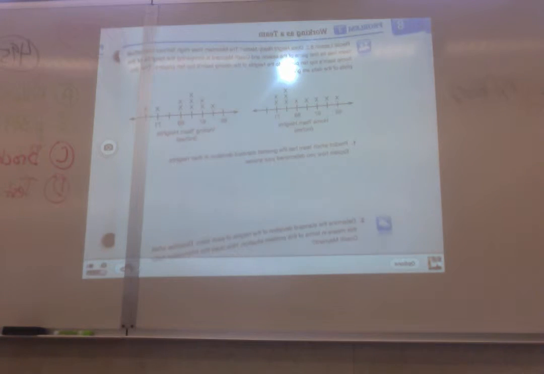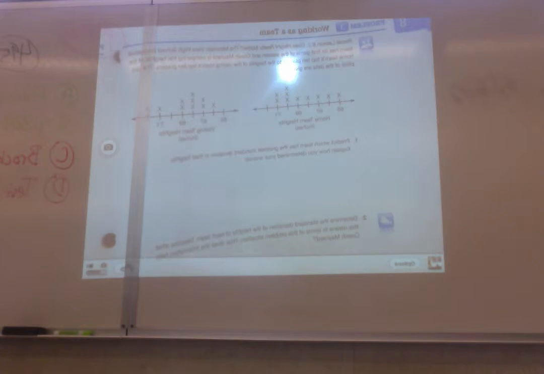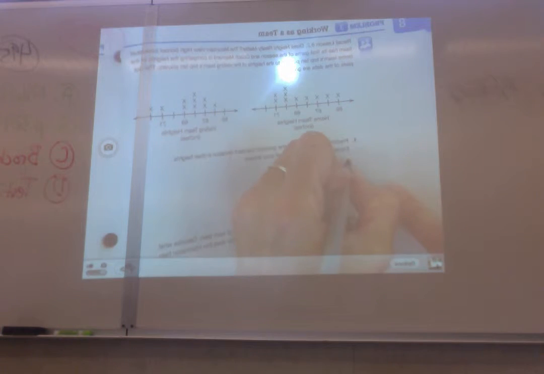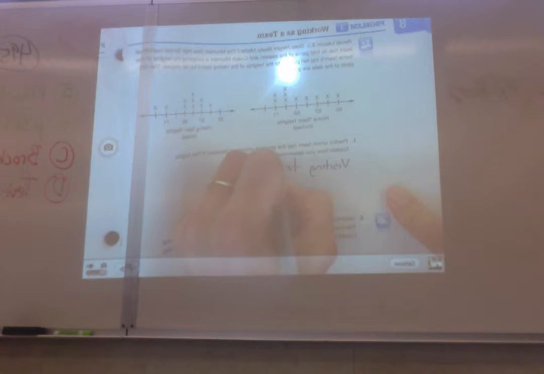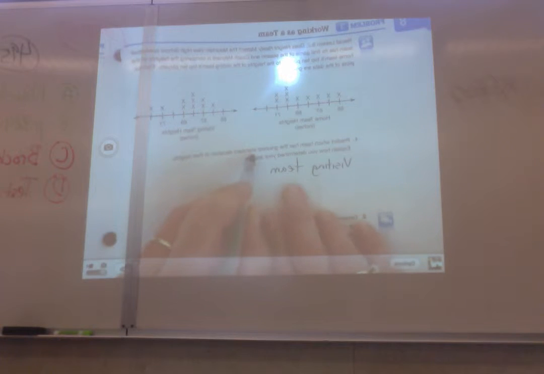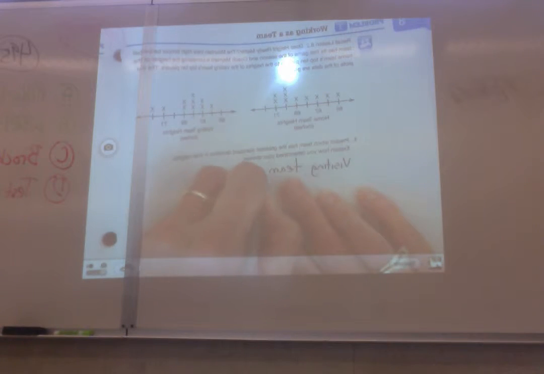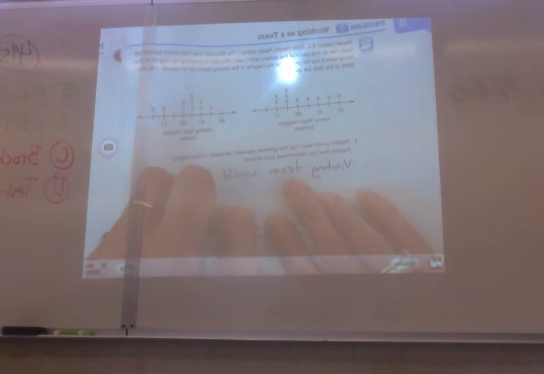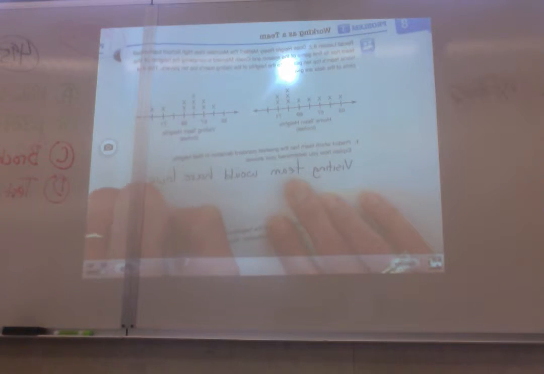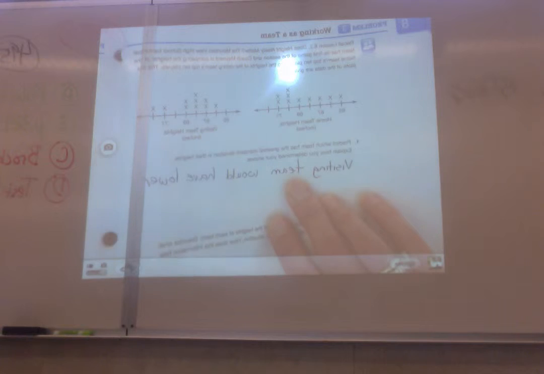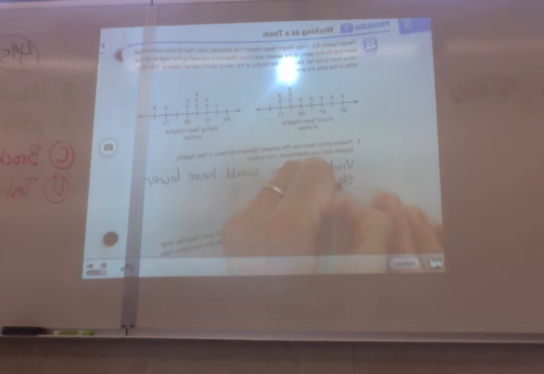Visiting team because it's more symmetrical. So this is Brody's answer. Visiting team. Wait. Would have lower, based on the question I posed, standard deviation.